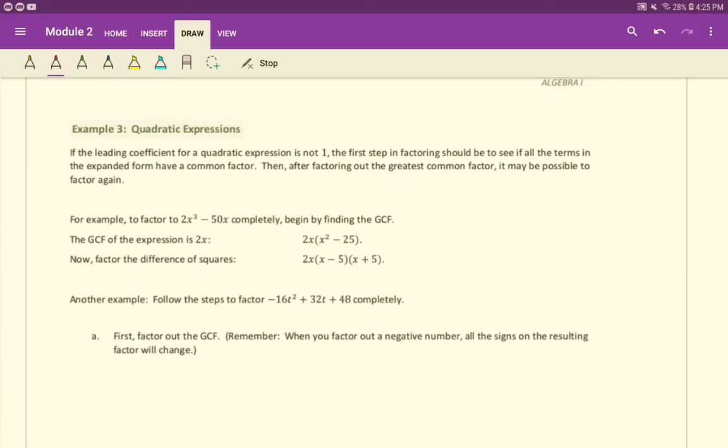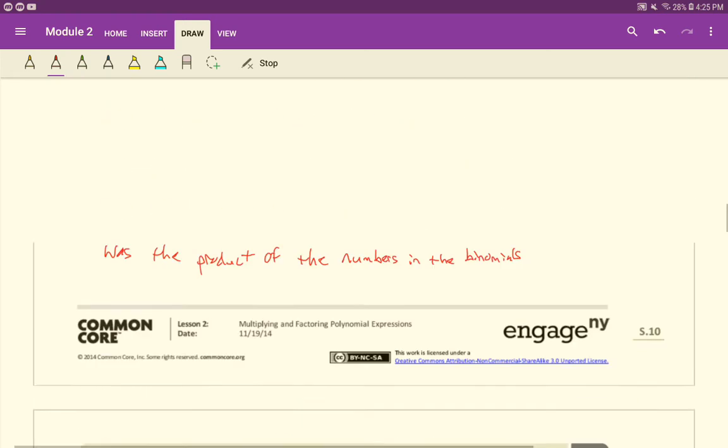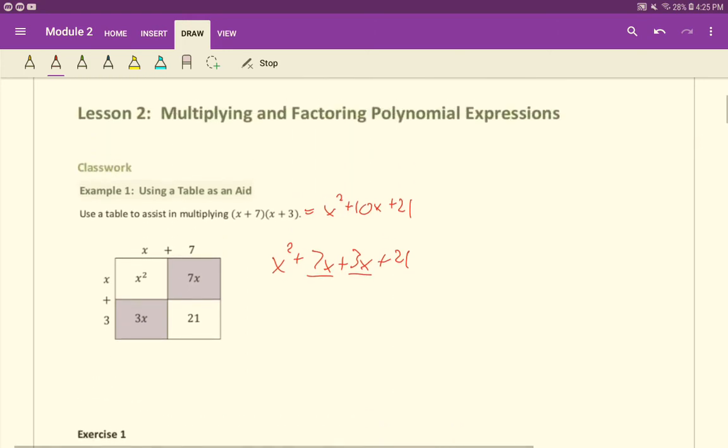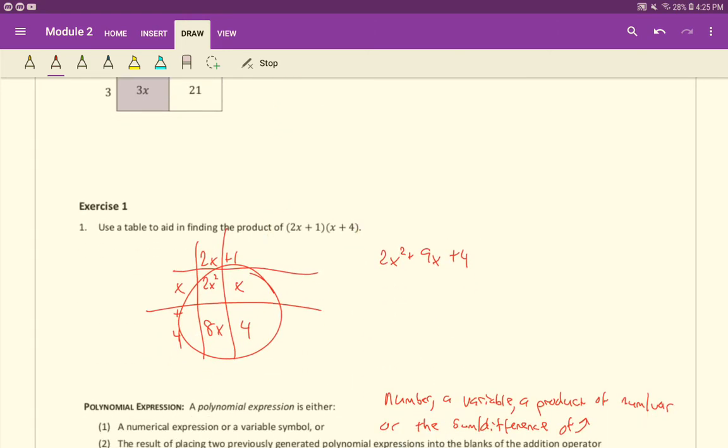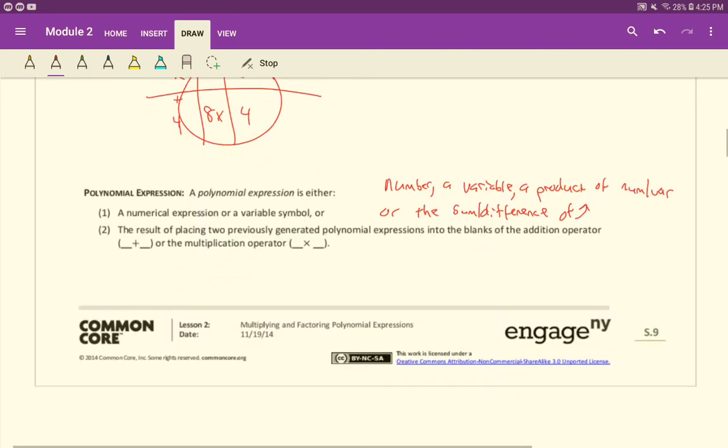Back. This is the second lesson in Module 2, and this is the final video for that lesson. So let's get started here. In the earlier videos, we reviewed how to multiply two binomials together, and we saw the result was this quadratic expression here.